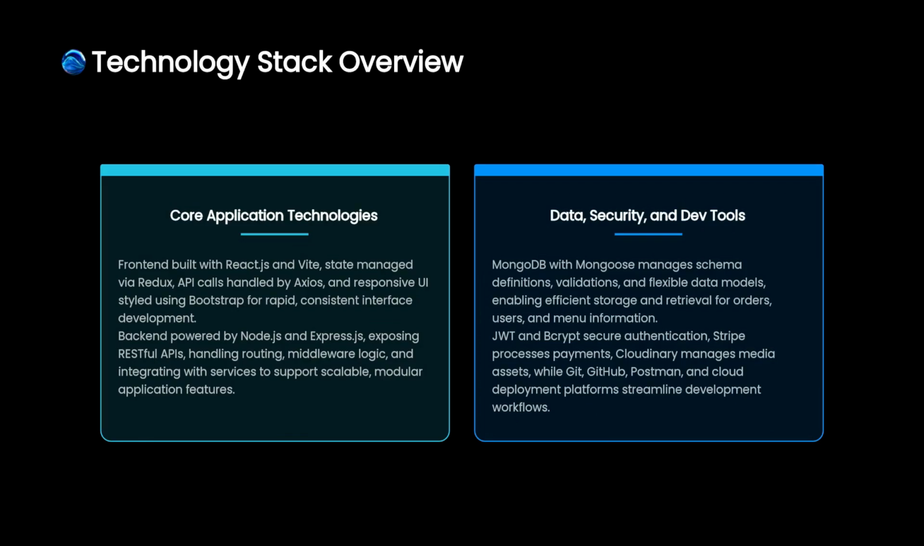The backend was developed using Node.js and Express.js. MongoDB with Mongoose was used for database management. JWT and Bcrypt were implemented for secure authentication. Stripe was integrated for online payments, while Cloudinary was used for image storage. Git and GitHub were used for version control and collaboration.